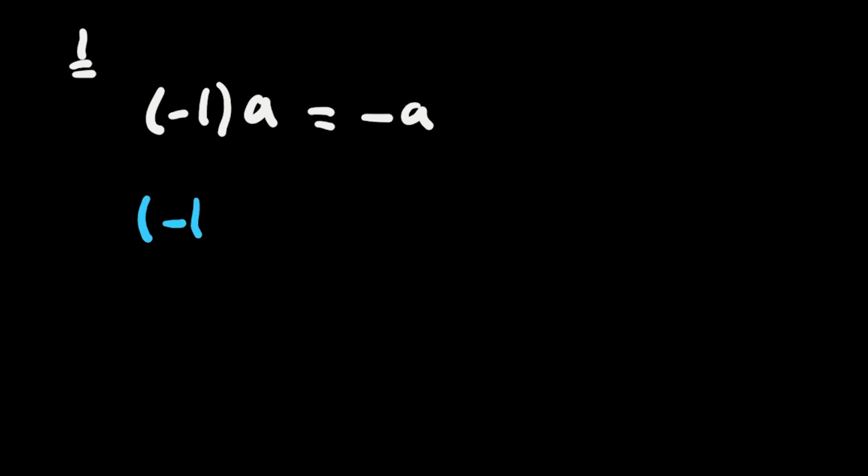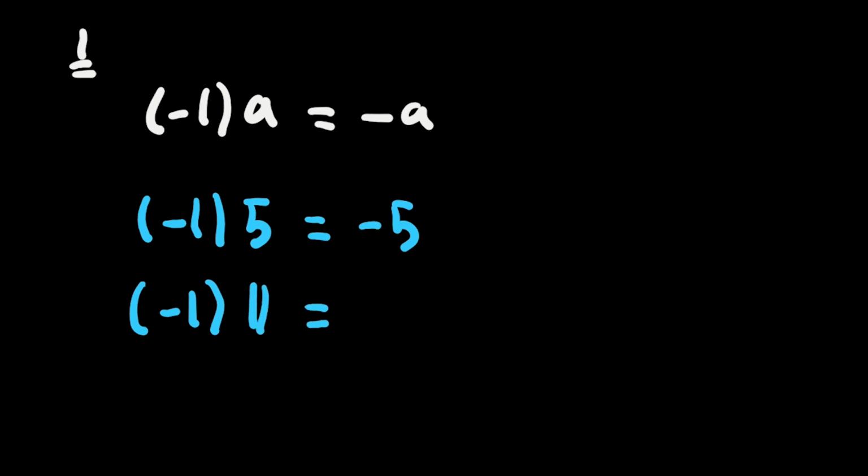Let's move to the other point, which is properties of negatives. Let's start with the first property. The first property says minus 1 multiplied by a equals minus a. Let's see this example with numbers. When we have minus 1 times 5, that would equal minus 5. Or when we have minus 1 times 11, we'll get minus 11, and so on.